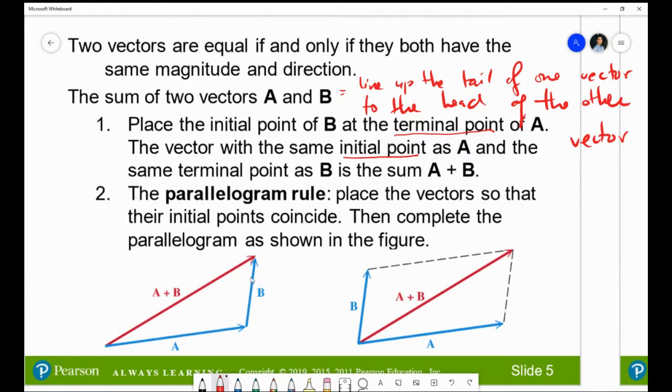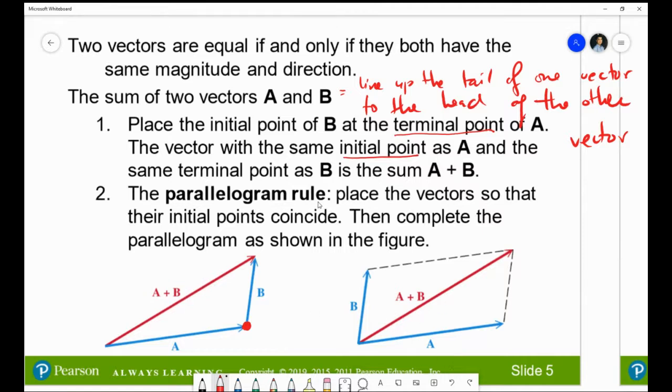So let's look at this. Here you have vector A and vector B. We take the tail, or the initial point, of vector B and we put it at the terminal point of vector A, or the head of vector A, where they meet. Basically at this position right here, we have a vertex of this triangle. So we can create the sum by taking the initial point of A to the terminal point of B to create this triangle.